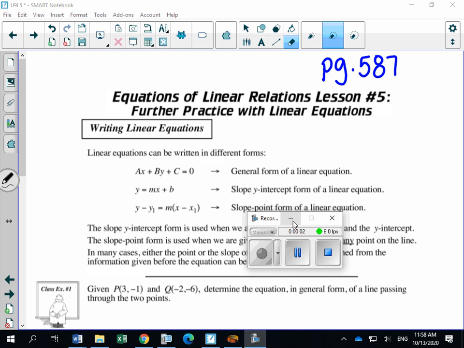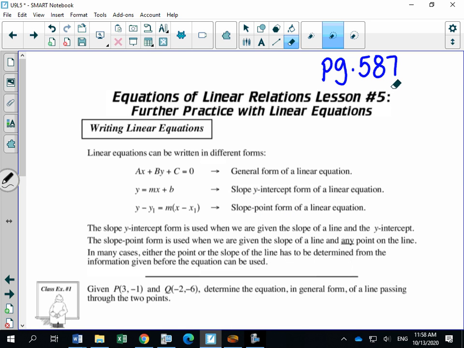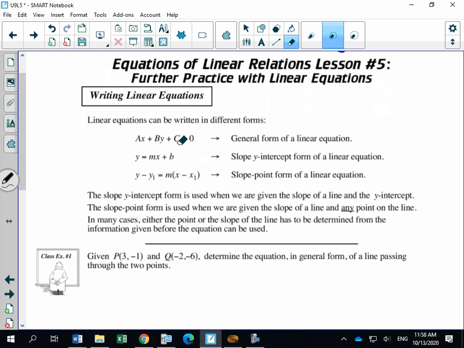Okay, so this video is going to be on lesson 5, which is on page 587. And here are the three equations that we've all been given. So we've got the general, we've got the slope y-intercept, and then we've got the equation that we did last week, which is slope point form. So star these three. There are only three and no more.